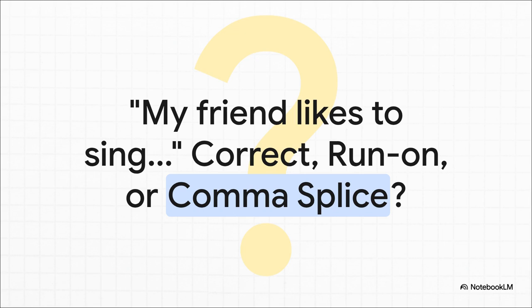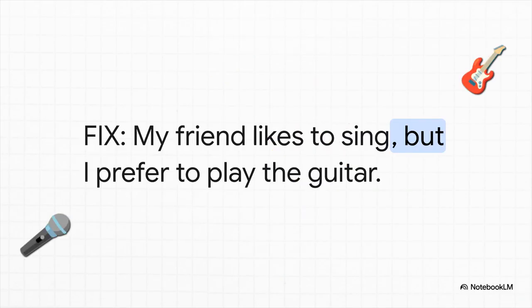Okay, one more. My friend likes to sing, I prefer to play the guitar. What's the call on this one? Pay close attention to that little comma right there in the middle. And that is a classic comma splice. That comma just can't do the job alone. A fantastic fix here is to add the conjunction but, which elegantly highlights the contrast between singing and playing guitar. It's not just correct, it's so much clearer, and it just sounds better.